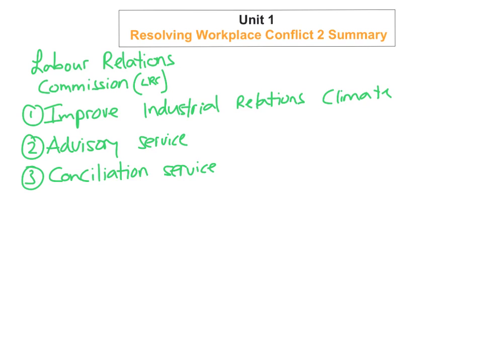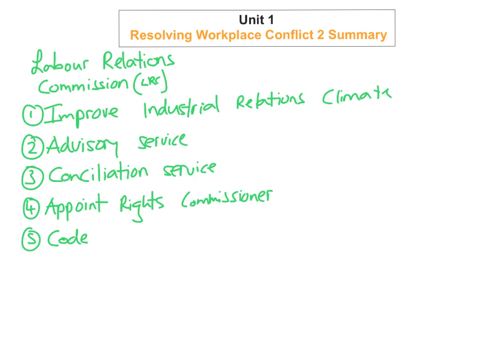Another one of their functions is to appoint a rights commissioner. The fifth function of the Labour Relations Commission is to develop codes of practice. The sixth function is to do research and publish information.